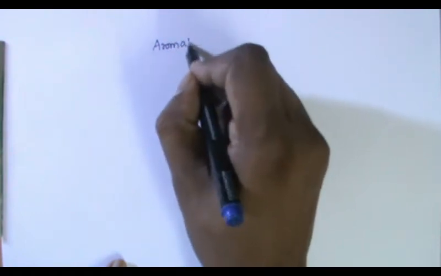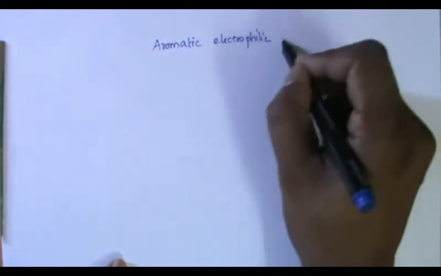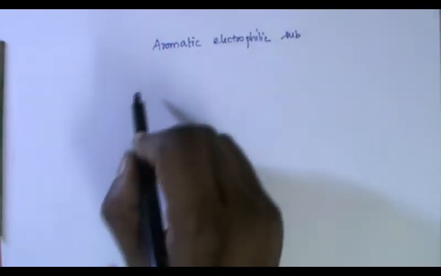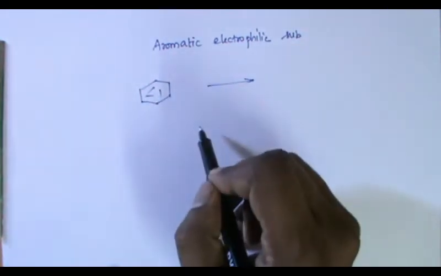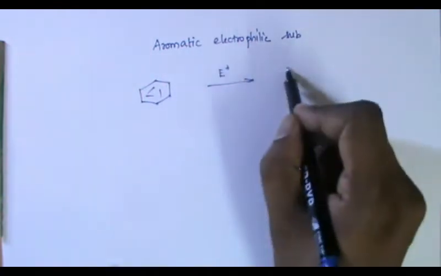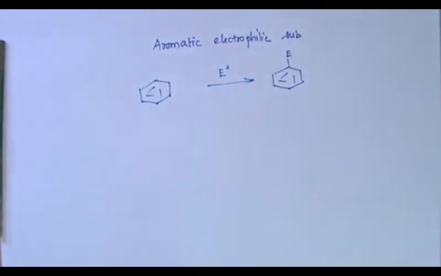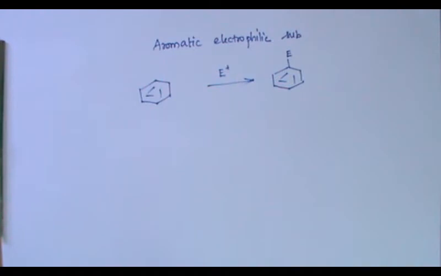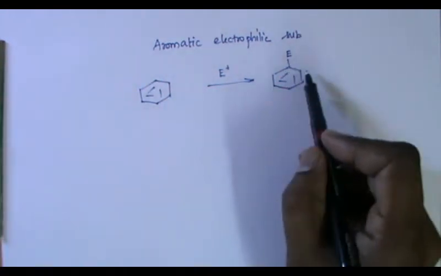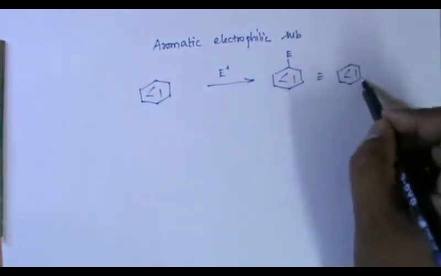The first one, aromatic electrophilic substitution. If you take benzene and go for electrophilic substitution, what we get is this product. In this case, all the six carbons are identical. So there is no problem. Wherever you put E, that will be the same. This is also the same.